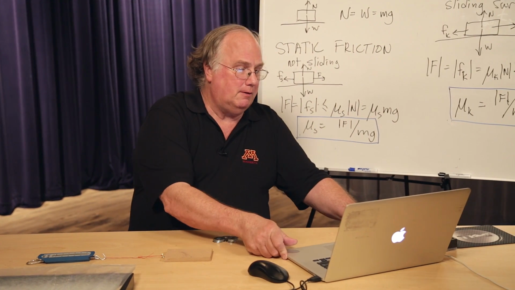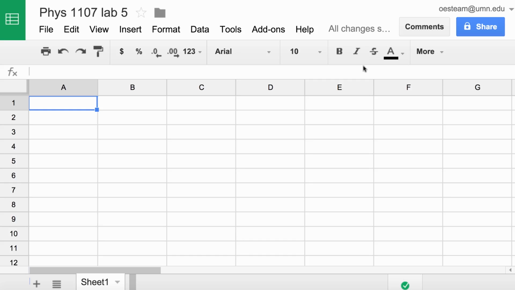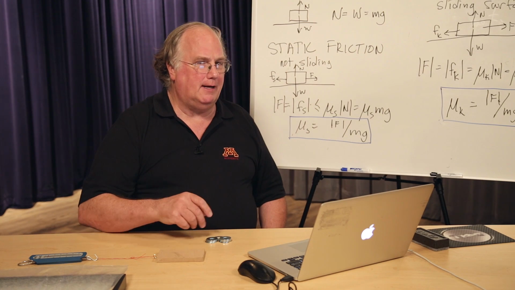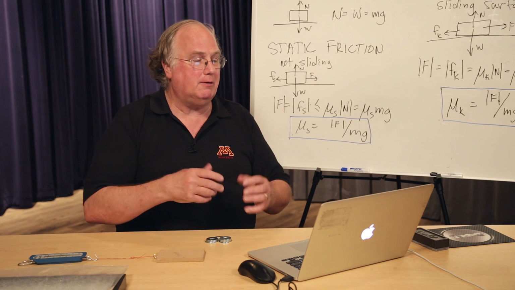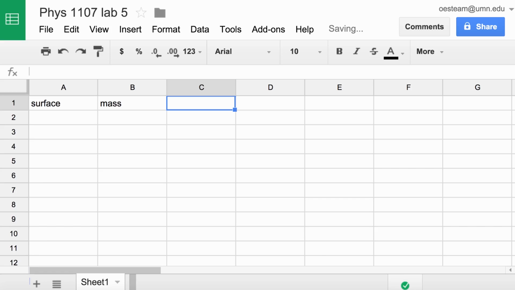Let's put that in the spreadsheet and see if we can figure out what mu s is. So going back to the spreadsheet, in the first column, I'm going to put down surface, and we'll keep track of that. The next column is going to be for mass, which will be the total mass on the sled. When we put some washers on there, we'll add that in. The next column is going to be the force at which it starts to slide, so we'll call that force static. And the column after that will be mu static.